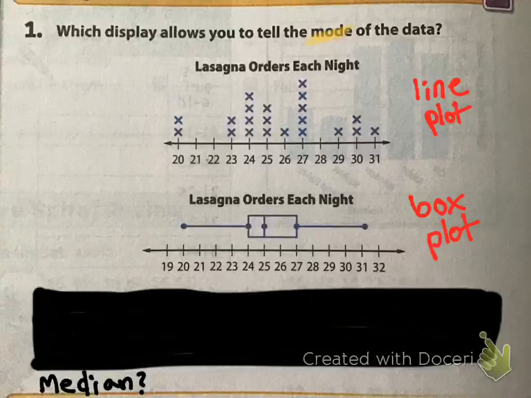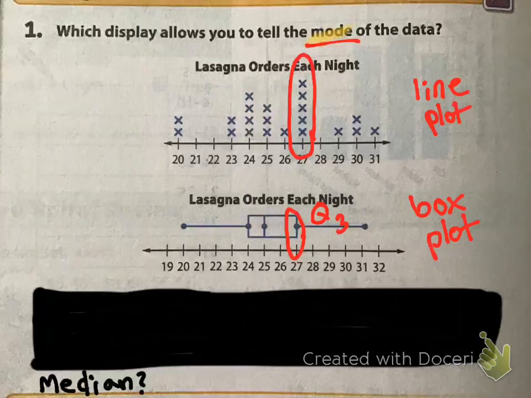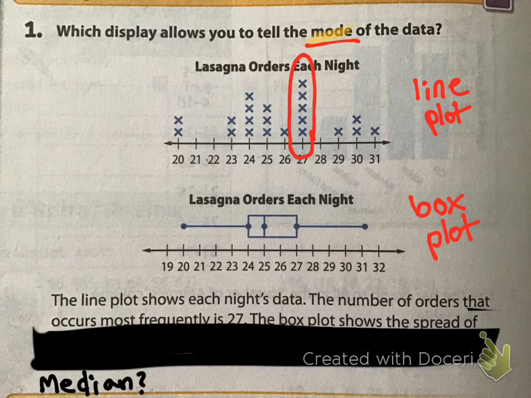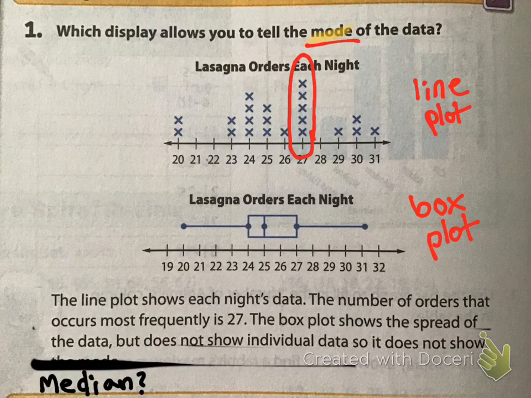That is the only one where we can see the most of our data. Here, we know most of our data is 27. Here, all 27 is telling us is that it is Q3, aka the median of our other side. Does that tell us anything about it being the most of our data? No. Even Angel says right now, he says line plot, exactly. Perfect job, you guys. It's line plot. So that's the only way that we can see what is the most of our data. So the line plot shows the most of the data. The box plot shows the spread of the data, but it does not show the mode.